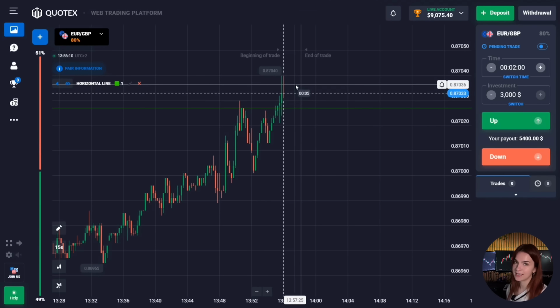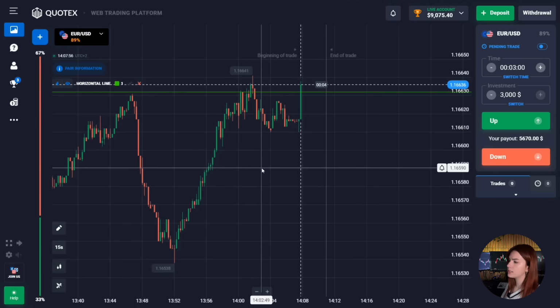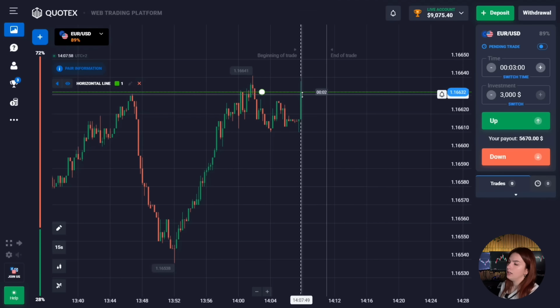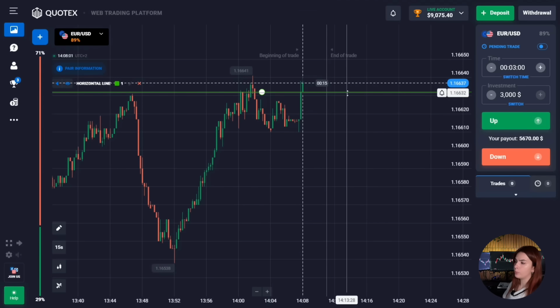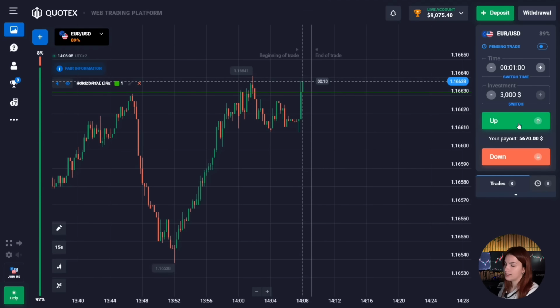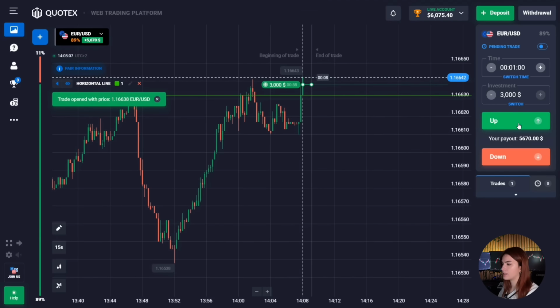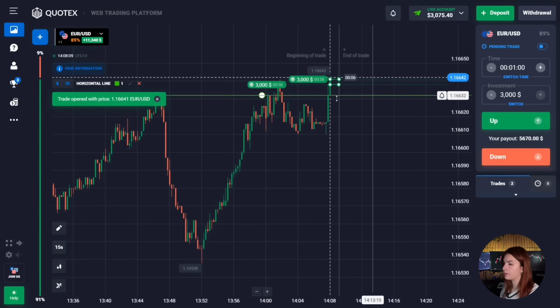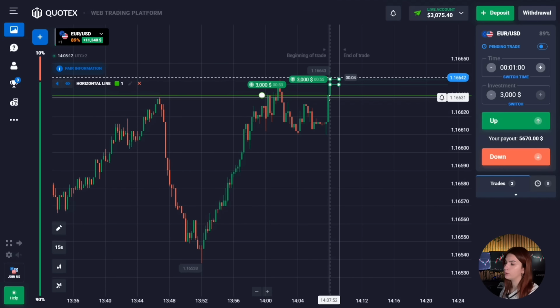And so guys, let's continue. So guys, here we see the resistance level. And in this case, I suggest to open a deal for literally 1 minute on the uptrend. Since we see that the price has approached the resistance level, and at the time of opening the deal, it has already started to go beyond it.